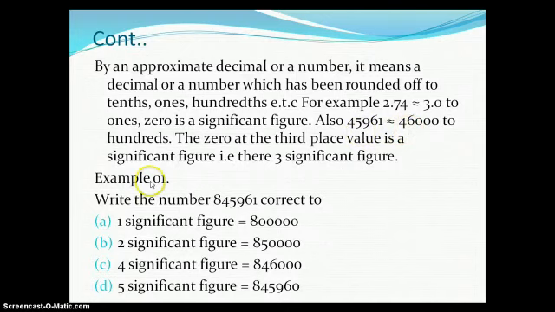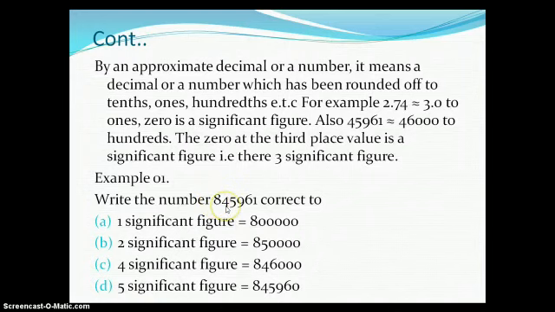Okay, now let us see some examples. We are given: write the number correct to 1 significant figure, 2, and 4 significant figures. Okay, this number, first of all, you have to know how many significant figures there are. We have 1, 2, 3, 4, 5, 6. So we have 6 significant figures. Then we are required to write it to 1 significant figure. 1 significant figure means that it will be this 8.